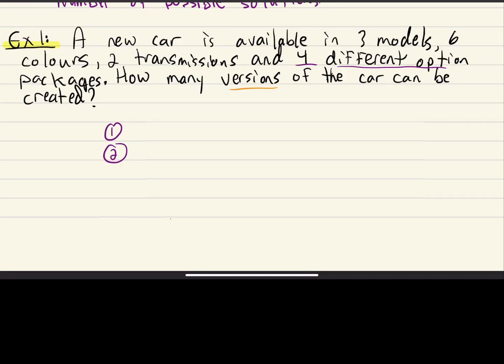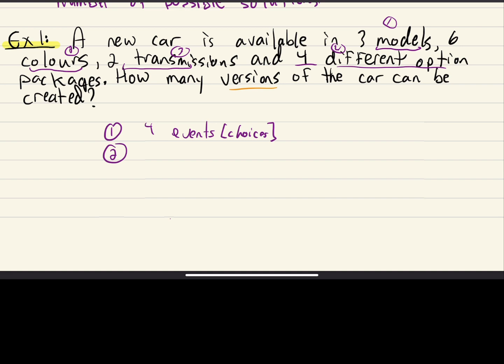So the first thing we're going to do is isolate how many events, or you can think about events as choices that we can make here. Well, for each car, there's going to be a model choice, a color choice, a transmission choice, and an option package choice. So in total, if we add those up, that's a total of 4 different events or choices. In some cases, it's more suitable to think about them as choices. Now, each event or each choice has a different amount of choices within it.